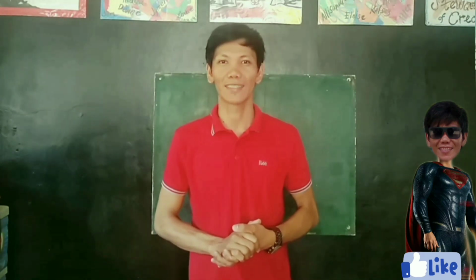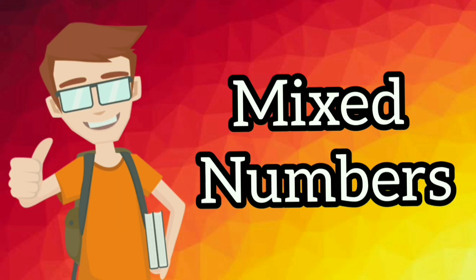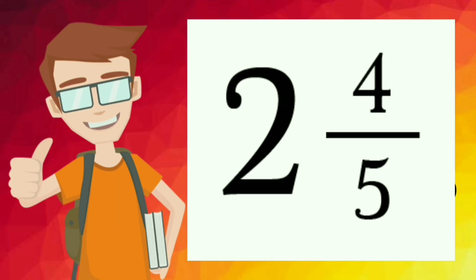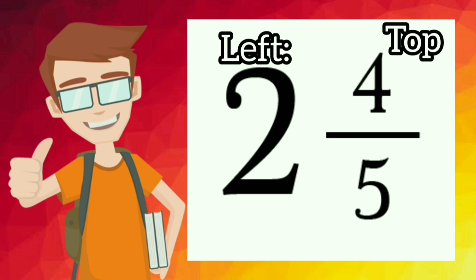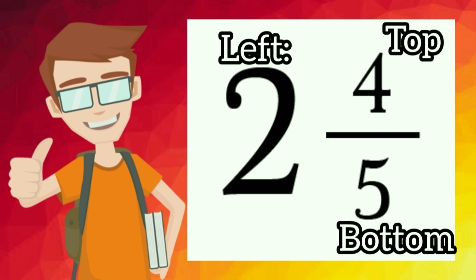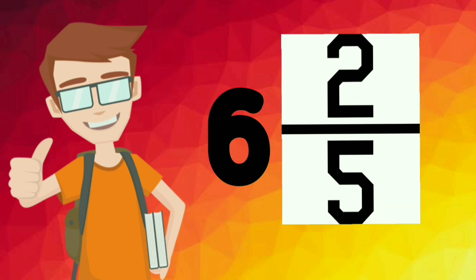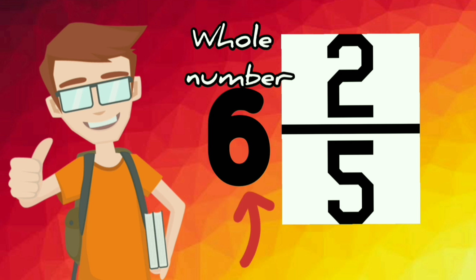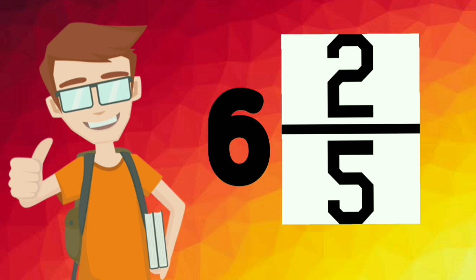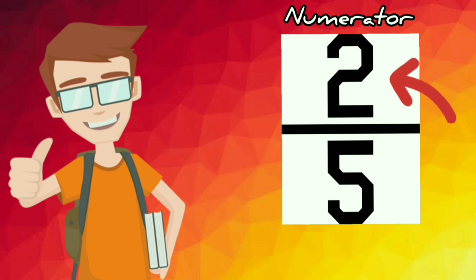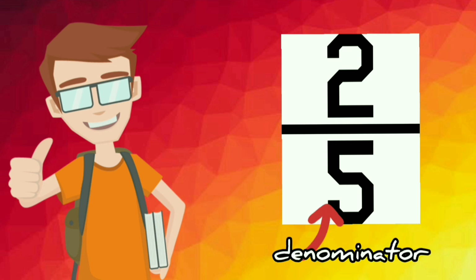How about the mixed numbers? Let's identify first the parts of a mixed number. At kapag sinabi naman natin mixed numbers, ito yung may tatlong number. May isang number sa kaliwa, sa ibabaw at sa ilalim. Let's look at this number, 6 and 2/5. The number 6 here is the whole number. The number 2, or the top number, is the numerator. And number 5, the bottom number, is the denominator.